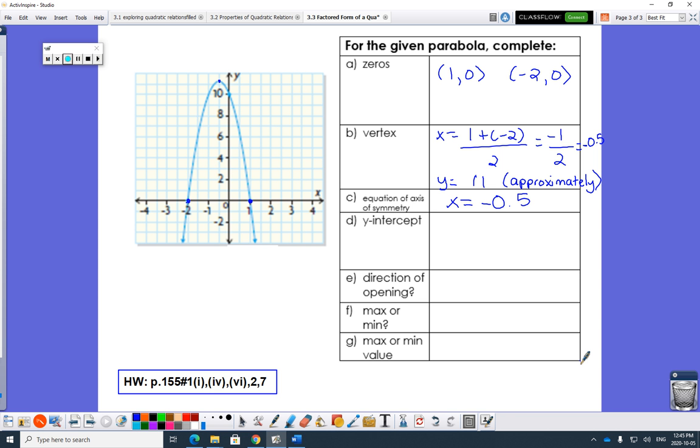What's the y-intercept? Yeah, 10, or 0, 10. It opens down, which means it has a maximum, and the approximate value is 11. Okay?